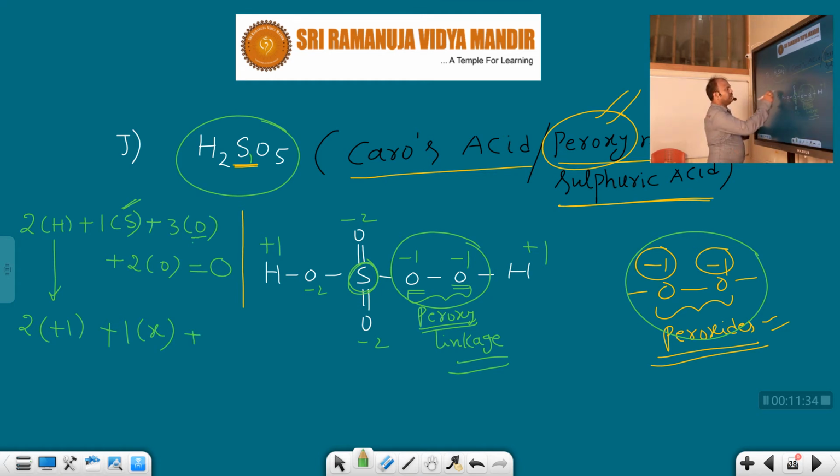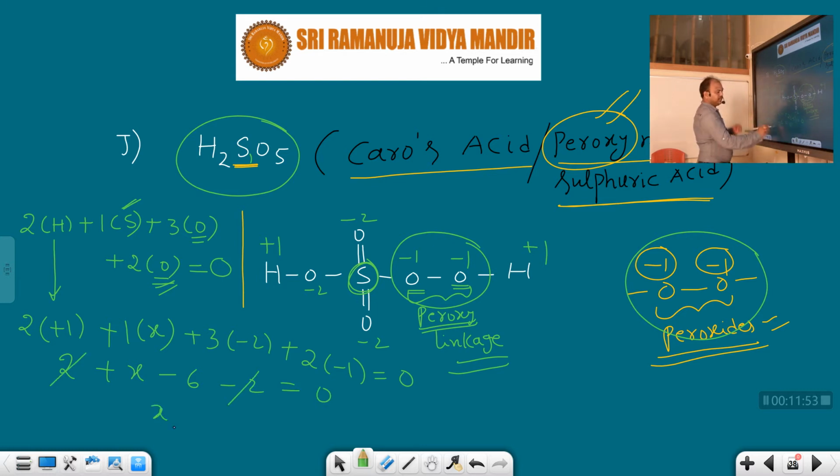Out of 5 oxygens, 3 oxygens are exhibiting the -2 oxidation state. The remaining 2 oxygens exhibit oxidation number -1. The sum is equal to 0. So 2 plus X minus 6 minus 2 is equal to 0. The +2 and -2 cancel with each other. X minus 6 is equal to 0. X is equal to +6, where X is sulfur.